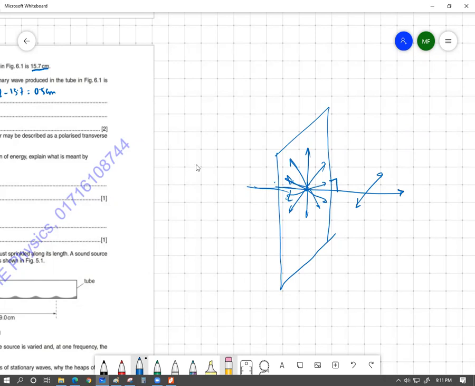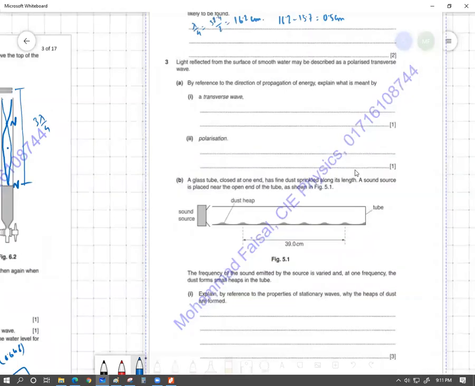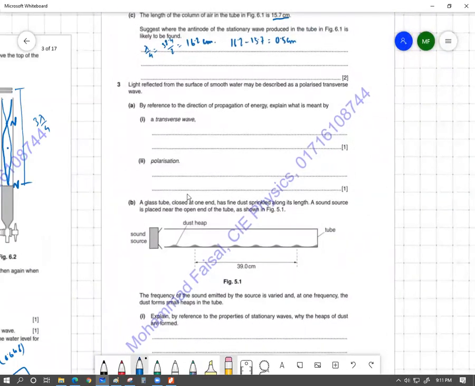So students who wrote for this answer that the vibration of the particles is limited to one plane did not score the mark, because having it defined in one plane is basically defined by the definition of a transverse wave. A transverse wave says that the particle vibration should be perpendicular to the direction of the wave propagation. Whereas polarization means that the vibrations of the particles, or vibration of the wave, is specified in only one direction, not in many other directions in a perpendicular plane.